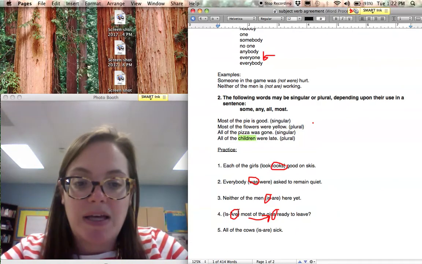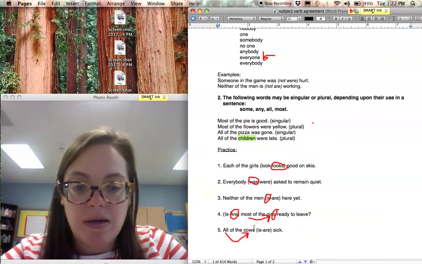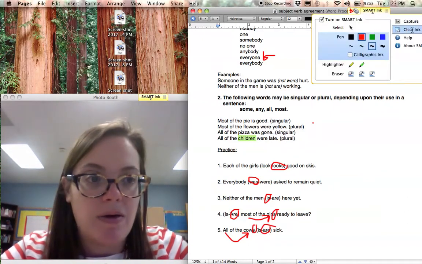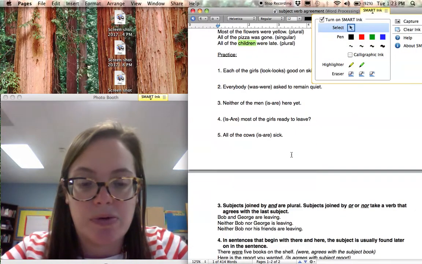All right, and all of the cows is or are sick. So all is referring to the cows. Cows is plural, so I'm going to pick my plural verb. Okay, so let's flip our paper over and take a look at some more rules.